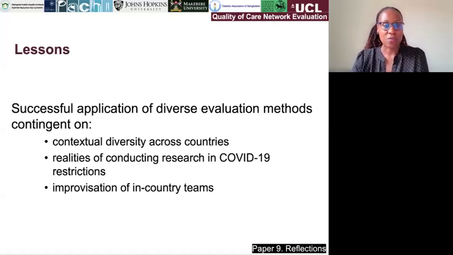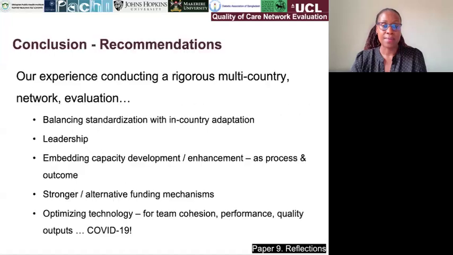So those are some of the things we need to think about, some of the lessons we've learned, the need to improvise, even as we uphold the need for appreciating diversity in different contexts. Next slide, please. So what can we tell teams planning to conduct similar evaluations that are rigorous, that are multi-country, that are multidisciplinary, and focused on different strands like ours?